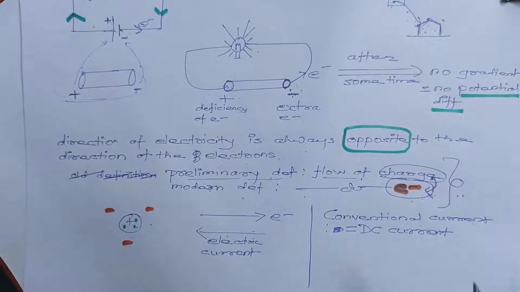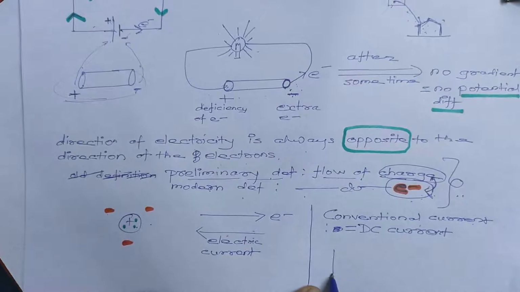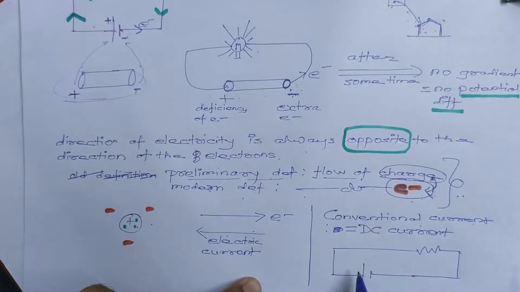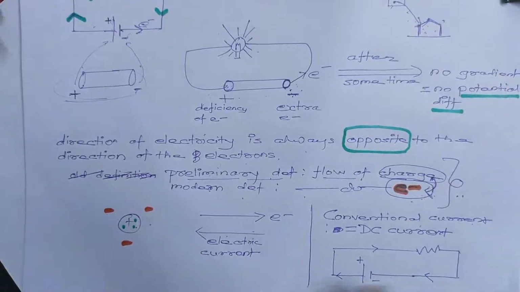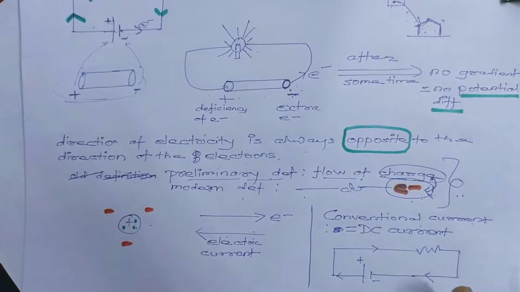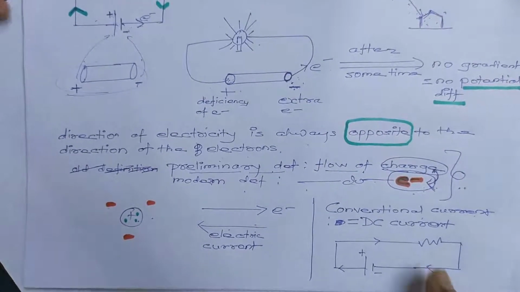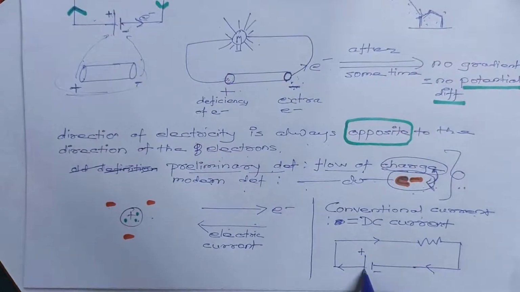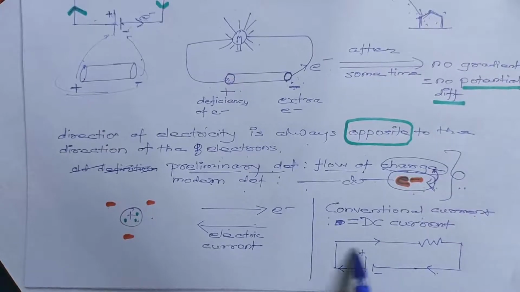But anyway, whatever be the case, going forward we will say that if this is a battery, yeah, and suppose this is a resistor, okay, current will always flow from its positive terminal to its negative terminal. Now let us forget the flow of electrons. I repeat, going forward we will not talk about the flow of electrons. We will simply talk about flow of electricity.